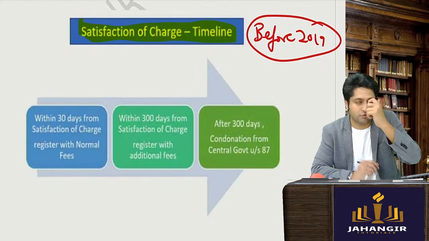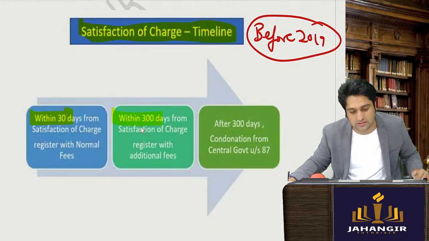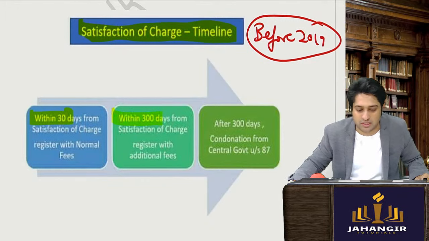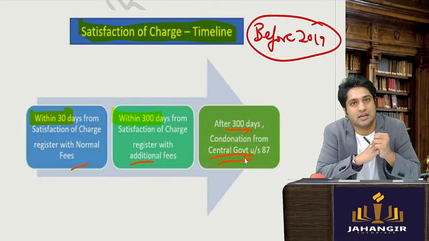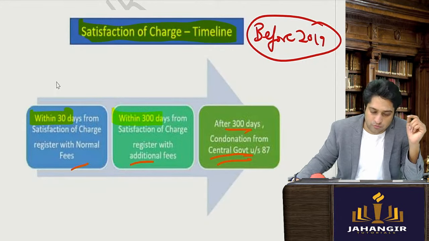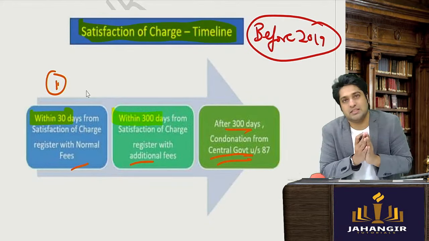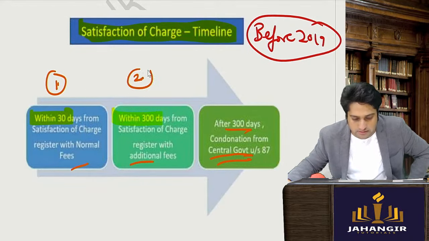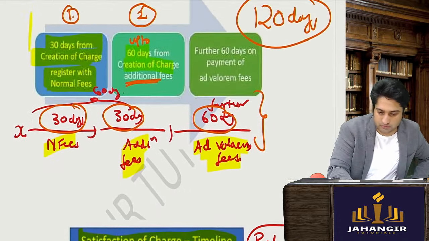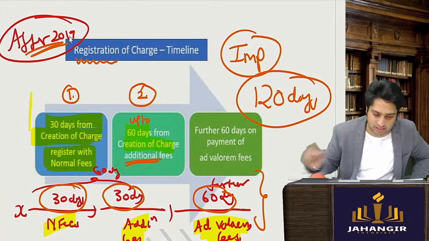In short, I will just tell you how it was before 2019. It was 30 days with normal fees. Then you get 300 days with additional fees. And after 300 days, it was condonation from the central government. So the first timeline was always the same: within 30 days of satisfaction, you had to inform. Second, 300 days.